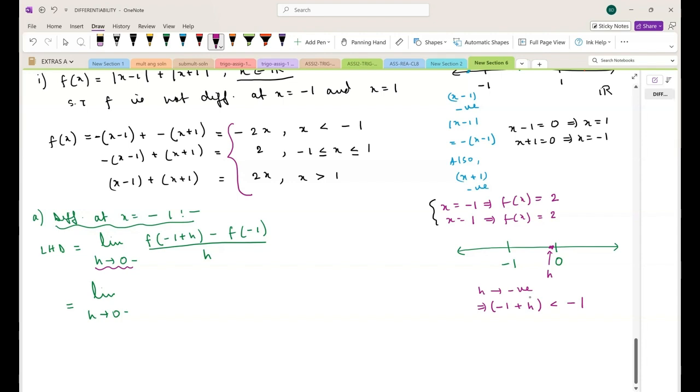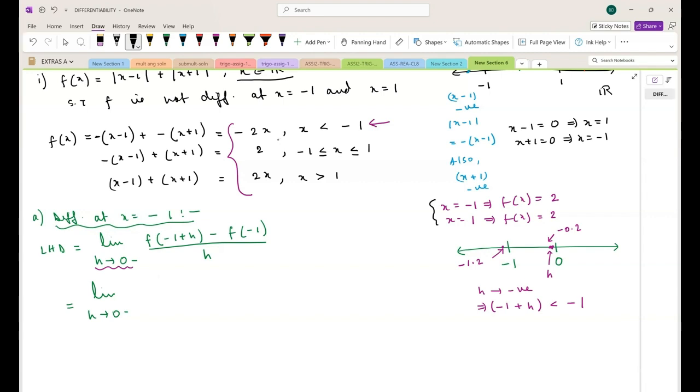Because h is negative. If you have any problem in understanding, take an example. Say h is minus 0.2. So if you replace here, minus 1 minus 0.2 is minus 1.2. Where is minus 1.2? Here. So if h is minus 0.2, then minus 1 plus h is here, that is minus 1.2. So that means definitely less than minus 1, and less than minus 1 means I have to choose the first branch. So h determines which branch you will choose. Now the role of h is done.